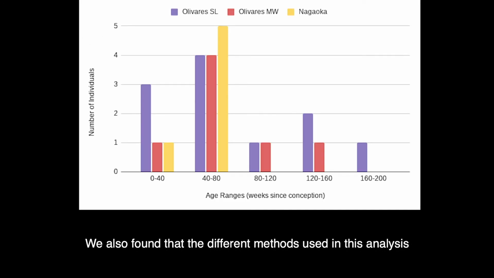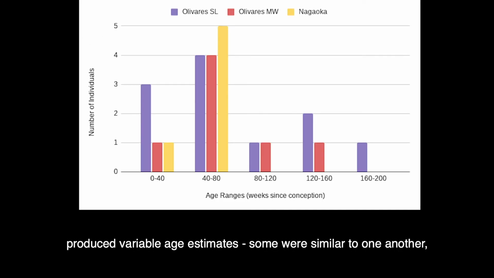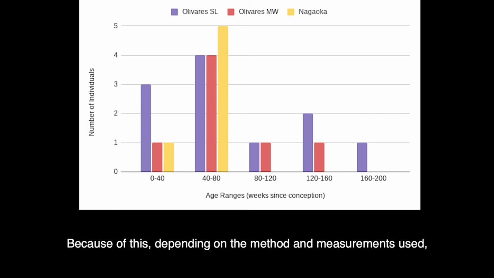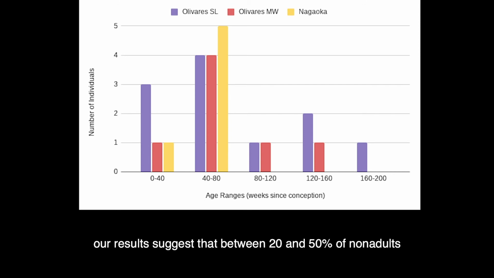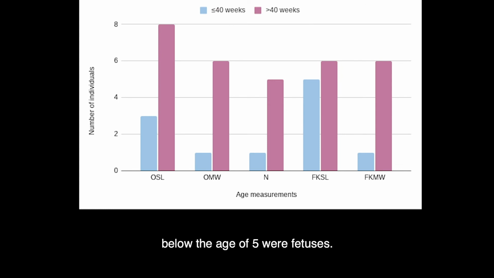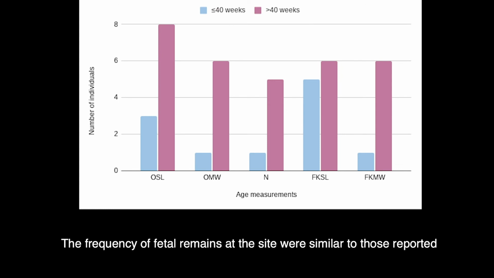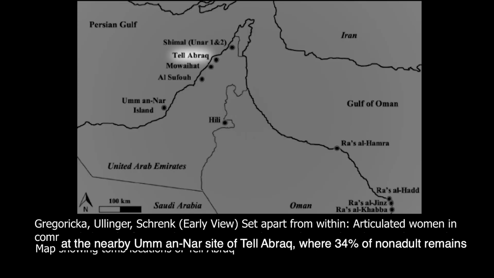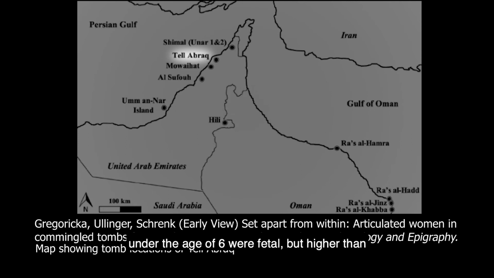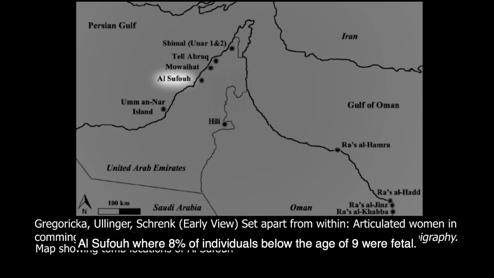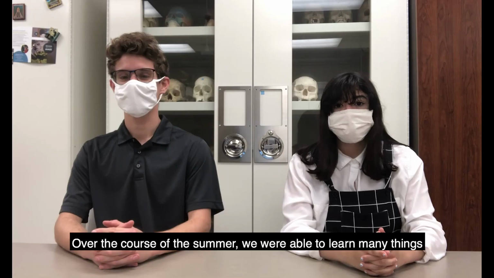We also found that the different methods used in this analysis produced variable age estimates. Some were similar to one another, while others produced different age ranges. Because of this, depending on the method and measurements used, our results suggest that between 20 and 50% of non-adults below the age of 5 were fetuses. The frequency of fetal remains at this site were similar to those reported at nearby an-Nar site of Tel Brak, where 34% of non-adult remains under the age of 6 were fetal, but higher than Al-Sufa, where 8% of individuals below the age of 9 were fetal.